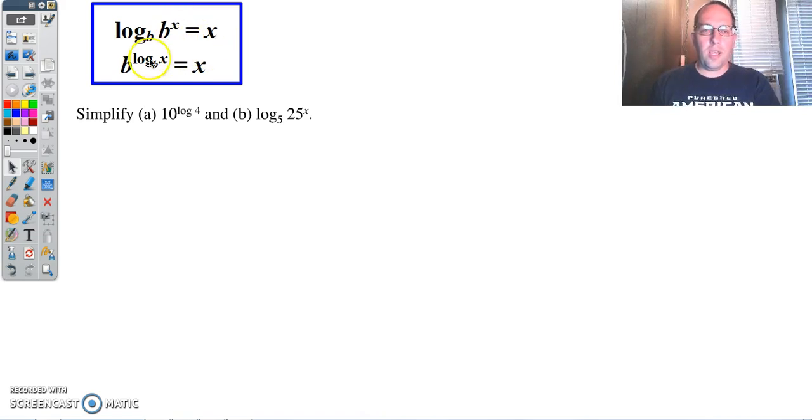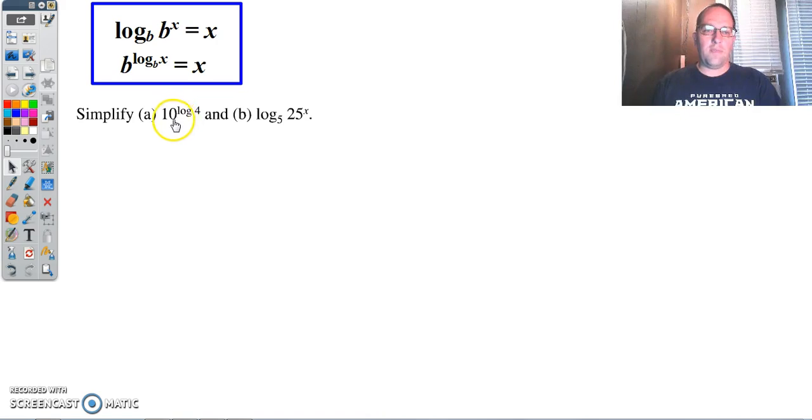All right? And the same thing works if you have b raised to the power of log base b of x. Again, the base of the exponent and the base of the logarithm are the same, and so it cancels out, just like a square root cancels out a square, and a cube cancels out a cube root. The bases are the same, so everything goes away. All right. Now let's take a look at A.